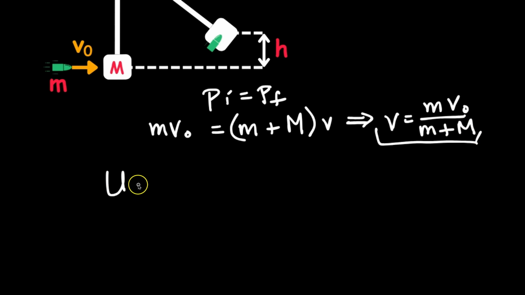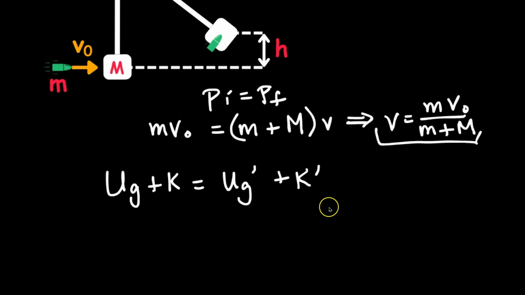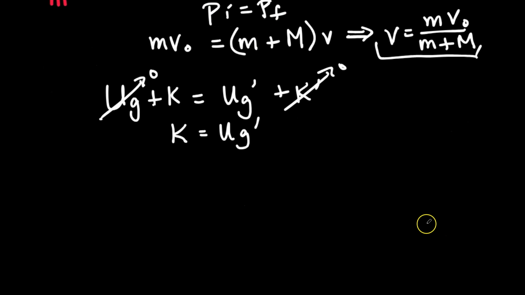As the block swings upward, we can apply the conservation of mechanical energy because the only force doing work here is gravity, which is a conservative force. The conservation of mechanical energy states that the initial potential and kinetic energy is equal to the final potential and kinetic energy. I'm going to use UG and K for the initial and UG prime and K prime for the final. Initially, there is no potential energy, and once it gets to the maximum height, there's no kinetic energy. So we're going to set that to 0.